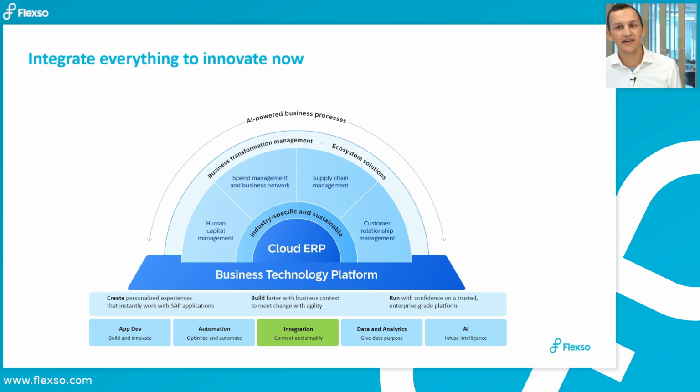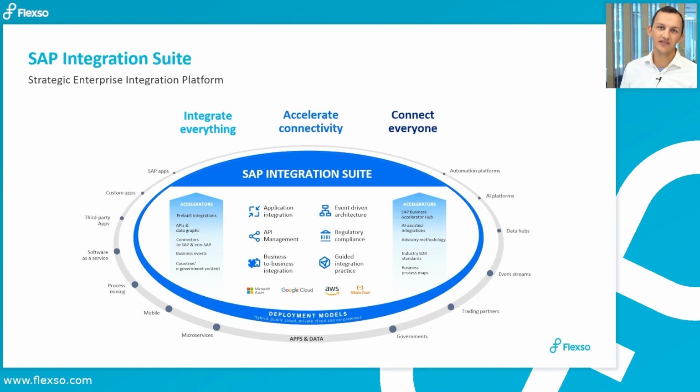Now, the SAP Integration Suite, on what does it run? Well, it runs on the Business Technology Platform, or BTP. I think everyone has heard of BTP before. BTP has multiple services: app development, automation, integration, data and analytics, AI. It's a really innovative platform. Now, if we have a deep dive on the integration service, you will see here the SAP Integration Suite. It has loads of accelerators, capabilities, deployment models.